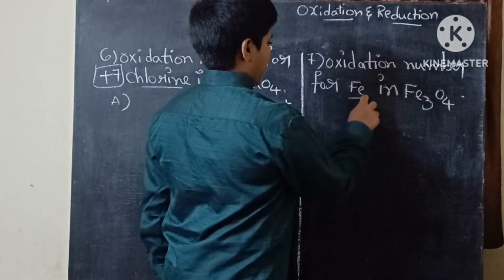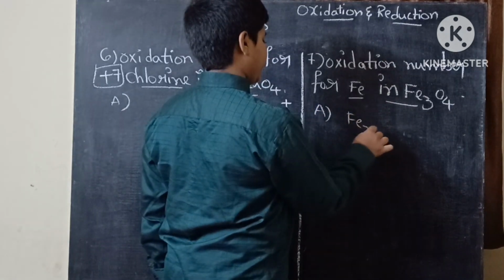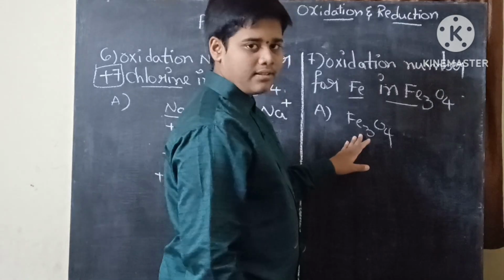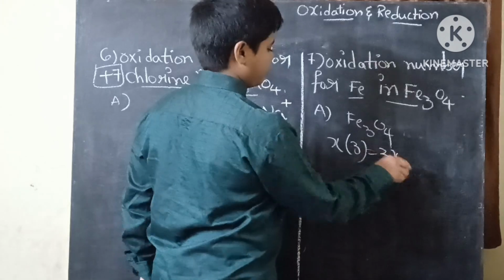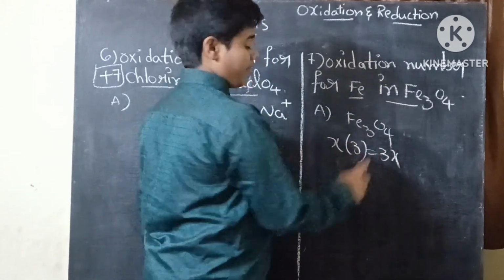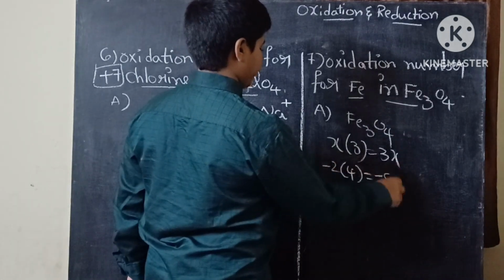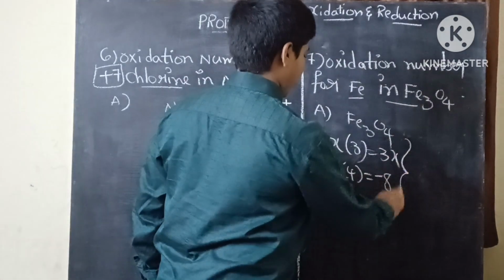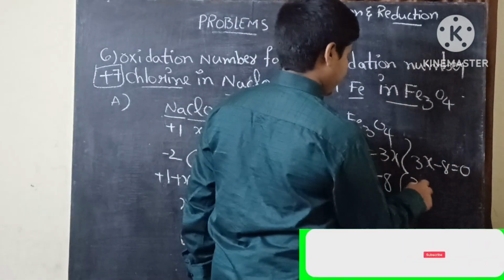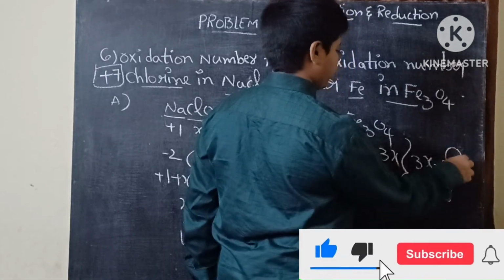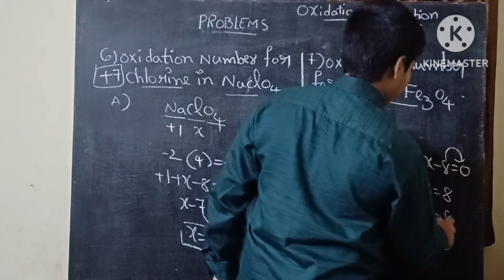So if you see the 7th question, oxidation number for iron in Fe3O4. Here Fe3O4, I am taking iron as x. 3 atoms are there, x into 3, which is 3x. Here for 1 oxygen minus 2, 4 oxygens are there, so minus 2 into 4 becomes minus 8. Okay. So if we add all these, 3x minus 8 equals 0. So 3x equals 8, because if I transfer to this side, this term becomes plus 8. So x equals 8 by 3.